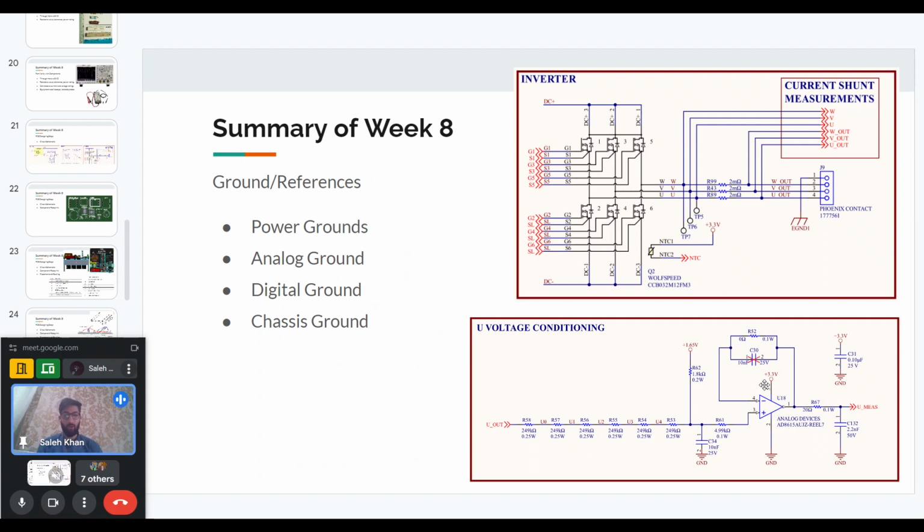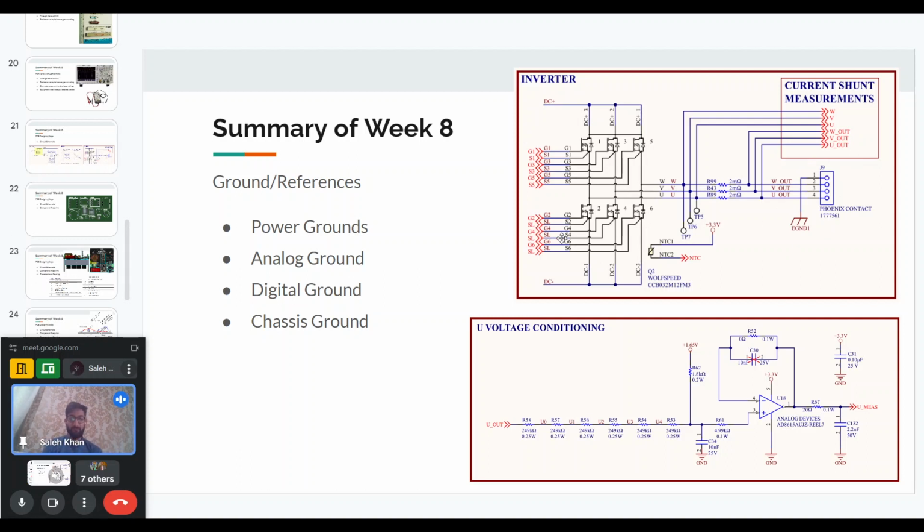So lastly, we will talk about the grounds or different references that are present in the converters. So there will be different power grounds in a converter. In the power electronic portion, for example, if we have this inverter portion, we have a DC plus and a DC minus. This DC minus is what I'm calling a power ground. And also when it goes to the motor, we will have another ground. So these are the different power grounds that will be there in your converter.